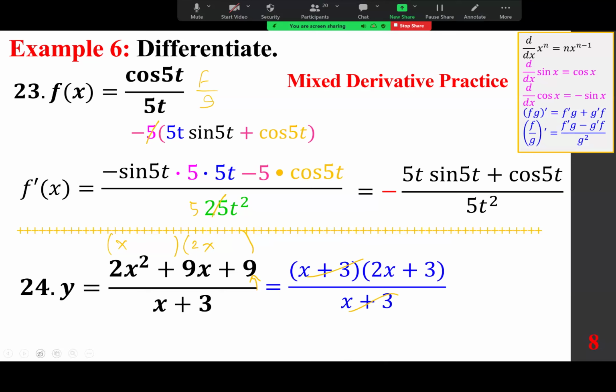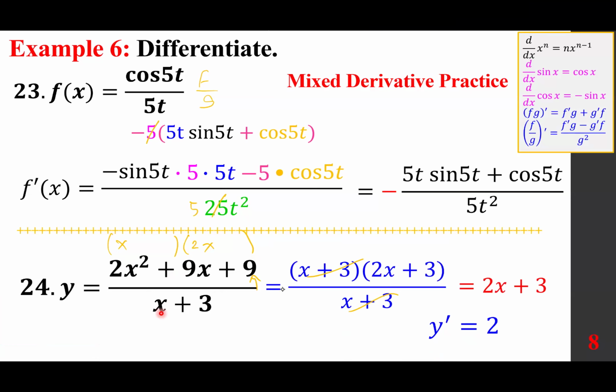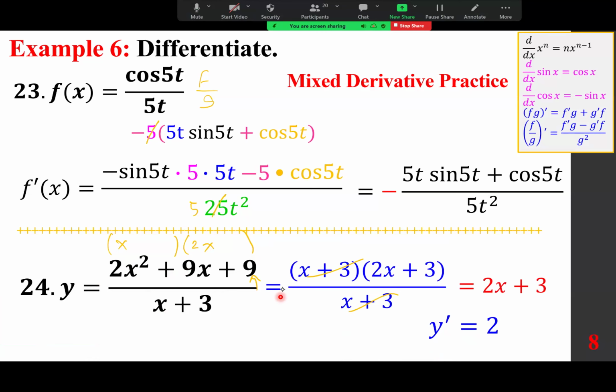If it's not, everybody, if it's not, we have to use the quotient rule. But that's why you want to check to see if there is an easier way. 2x plus 3, the answer is y prime equals 2. It's a very simple process. Make sure, use your algebraic techniques first to make life easier. And it does make it easier.